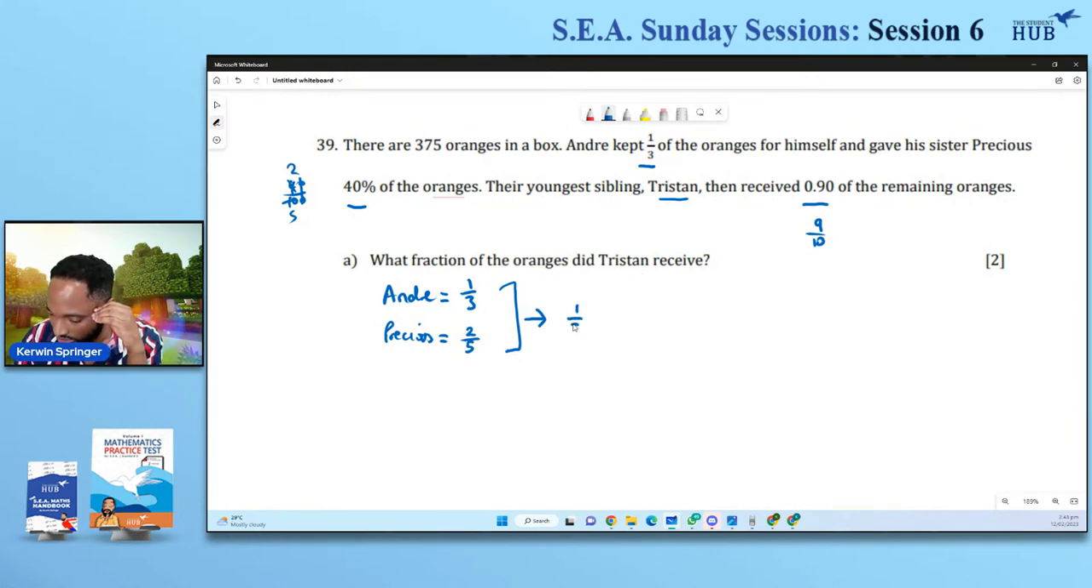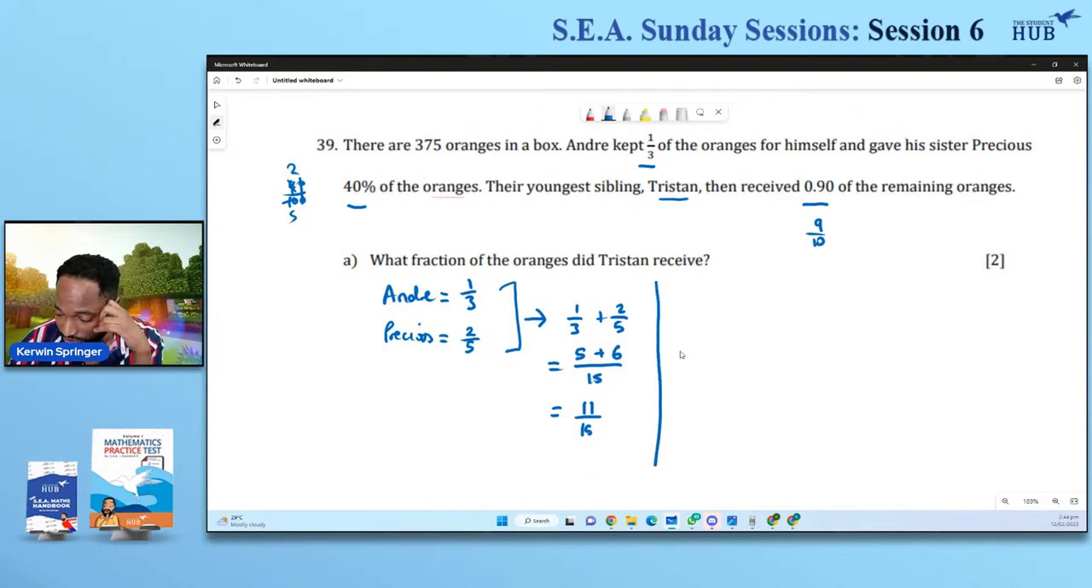Well, 1/3 plus 2/5 is none other than, let's get the LCM. 3 can go into 15, 5 times 1 is 5. 5 can go into 15, 3 times 2 is 6. So 11/15 of the oranges went to Andre and Precious.